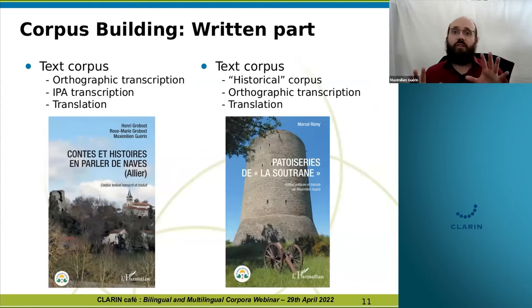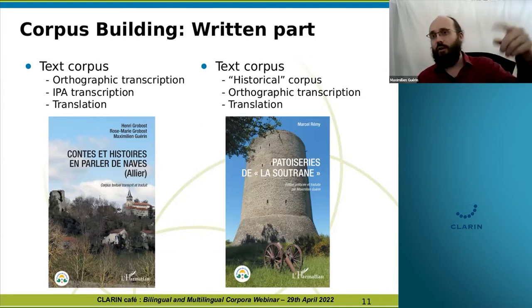The second part is a written part of our corpus. So we made a text corpus. For instance, Conte Histoire en Parler de Nav, it's a public book with texts, with an orthographic transcription proposed by the author, an IPA transcription and a translation of its texts. And these texts are also on the audiobook website.